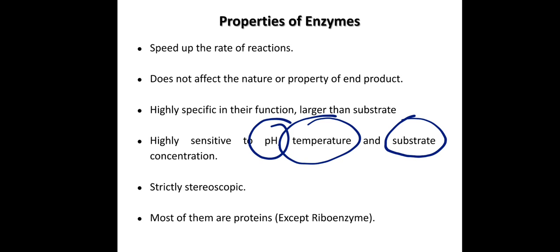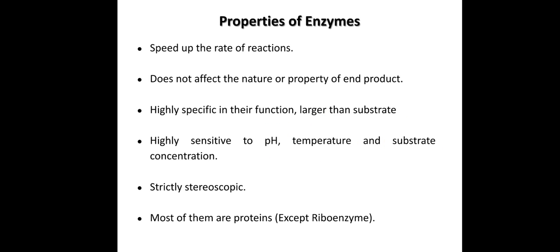So they are sensitive. You know that the enzyme that is active in your mouth will not be active in your stomach because stomach pH is highly acidic. The enzyme which is active in alkaline pH will not be active in acidic pH. One which is active in acidic pH will not be active in alkaline pH. And similarly temperature also. Okay, and they are strictly stereospecific in nature, and most of them are proteins with the exception of ribozymes. In RNAs we have come across this. Ribozymes are non-proteinaceous enzymes. Okay, yes.